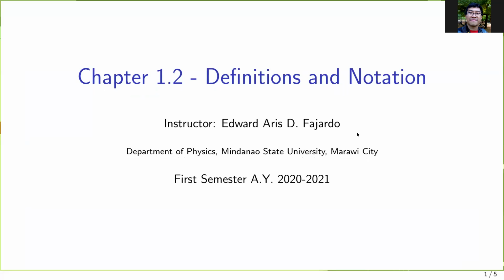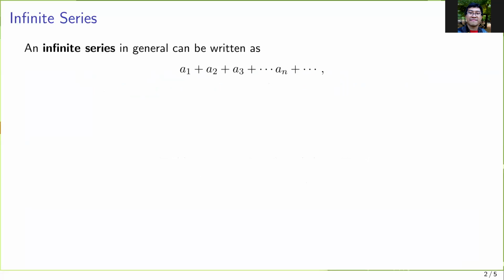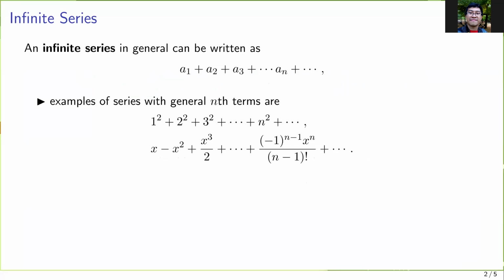Now let's talk about formal definitions and notations. Formally, infinite series in general can be written as the sum of a1 plus a2 plus a3 and so on up to an, and it extends up to infinity.